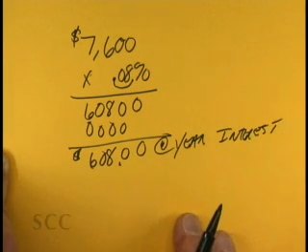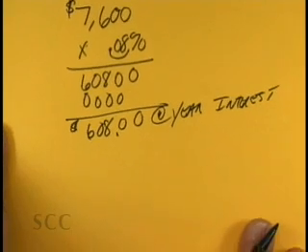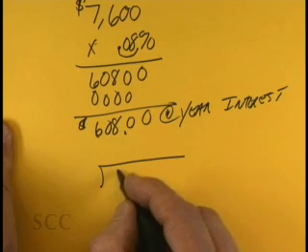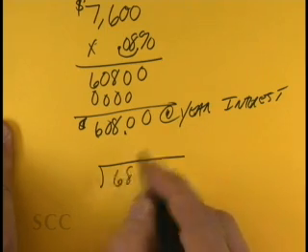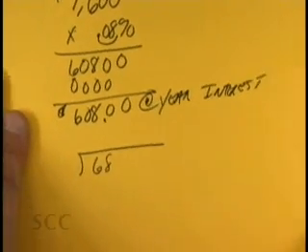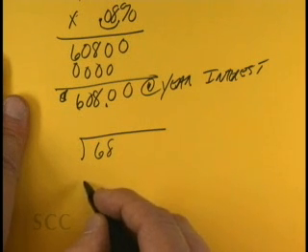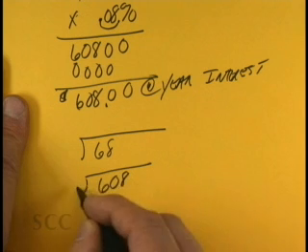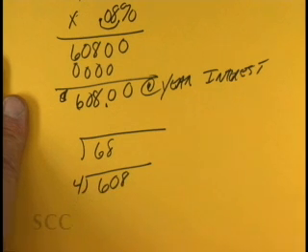Okay, that's what the interest is. Now what we have to do is figure out what it is on a quarter. So we have to take the $608. Let me do this on the other page. All right, we have to take the $608 and divide that by 4.